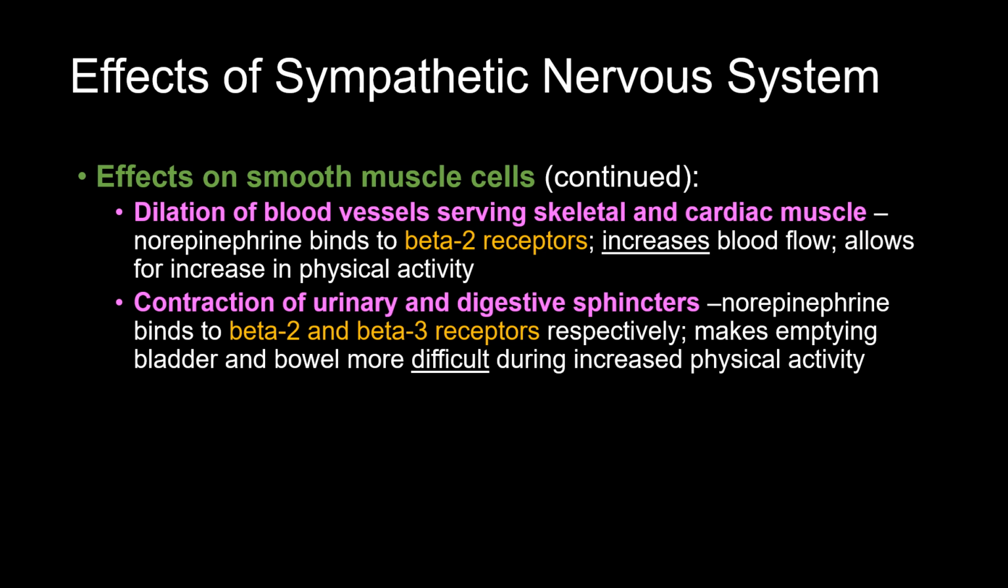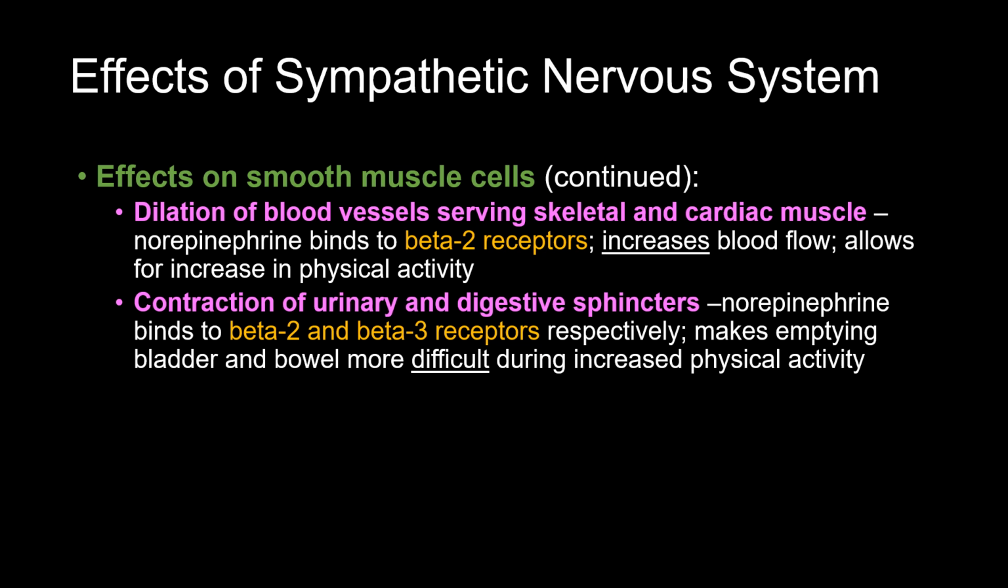If this vasodilation were all that happened, blood pressure would massively decrease. However, it occurs at the same time as the vasoconstriction of nearly every other blood vessel in the body. So the effect of skeletal and cardiac muscle vasodilation on blood pressure is actually relatively minimal.